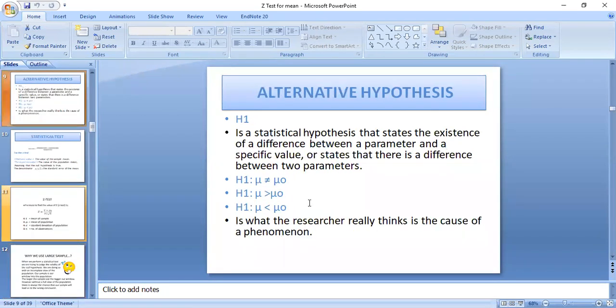Now the alternative hypothesis, denoted by H1, is a statistical hypothesis that states the existence of a difference between a parameter and a specific value, or states that there is a difference between two parameters. In the alternative hypothesis, the population mean can never be equal to the hypothesized population mean. It may be greater than the hypothesized population mean or less than the hypothesized population mean. The alternative hypothesis is what the researcher really thinks is the cause of a phenomenon.